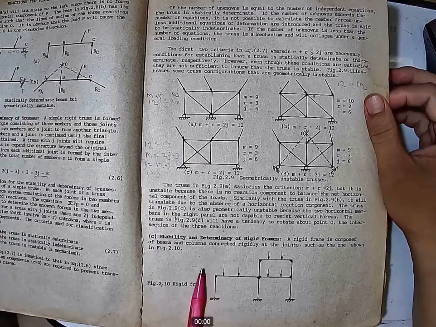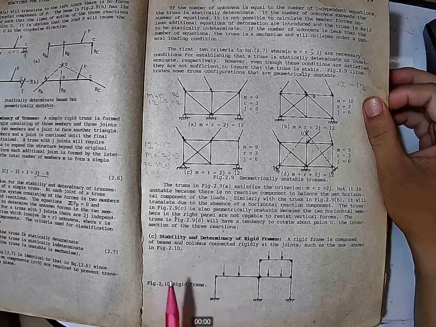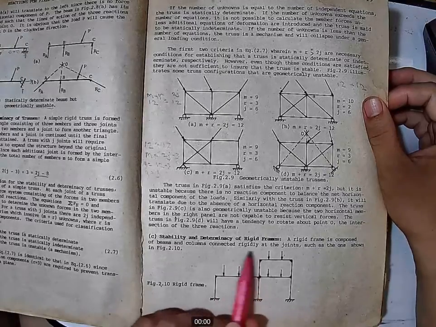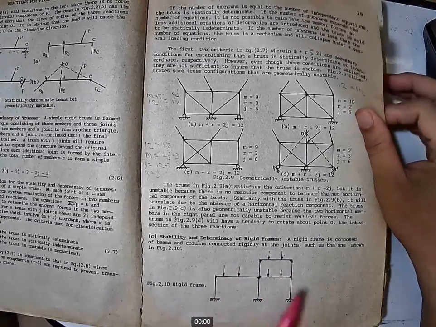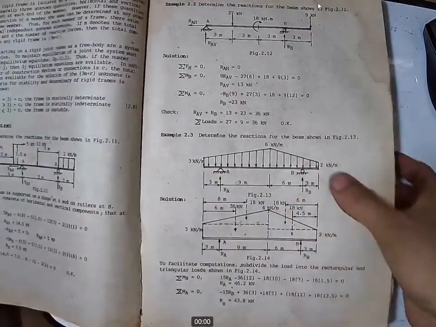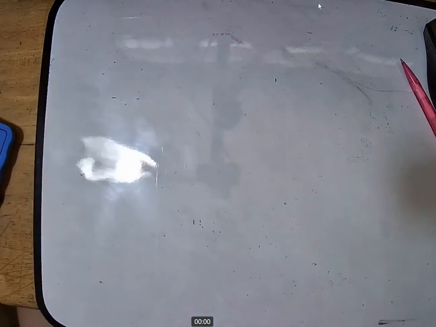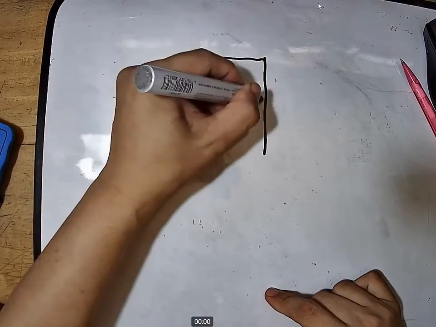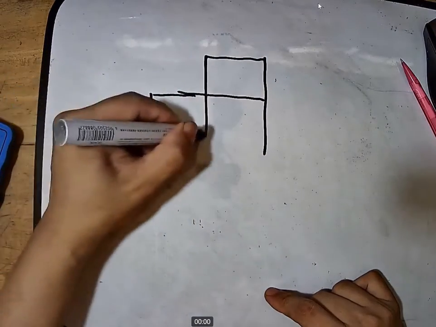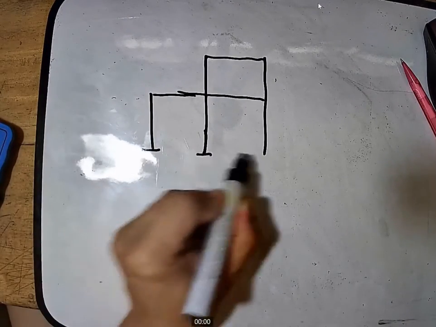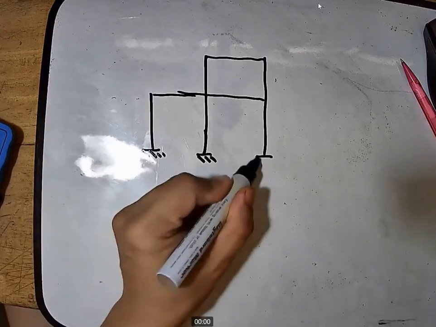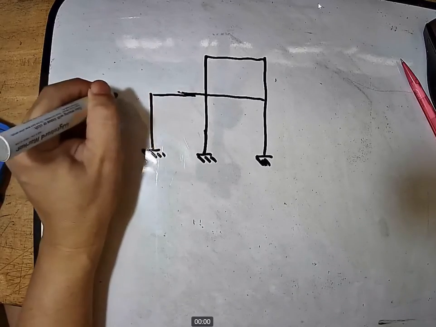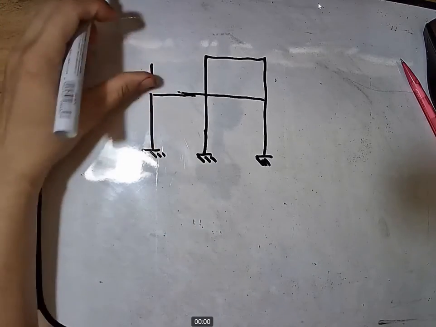Okay? So, now let's go back to rigid frames. Remember that a rigid frame is composed of beams and columns connected rigidly at the joints. Let's take the words connected rigidly at the joints, such as the one shown in this figure. So let's take an example. The figure from earlier. Okay, so fixed, fixed, fixed. What will happen if I apply a load here? Or let's apply a horizontal load.